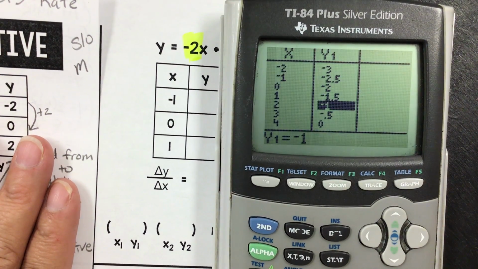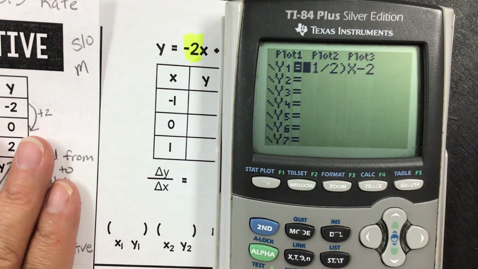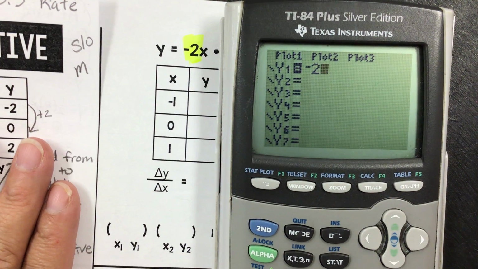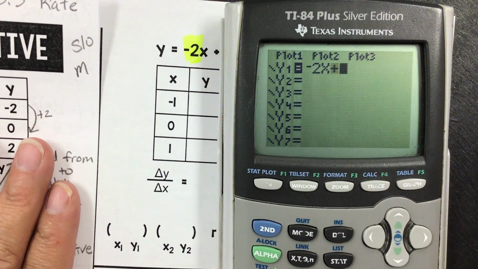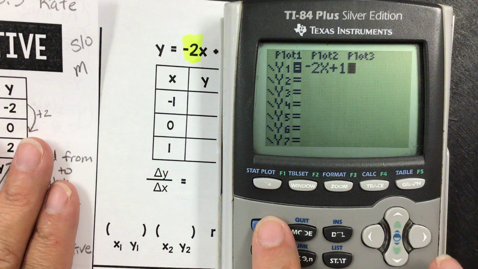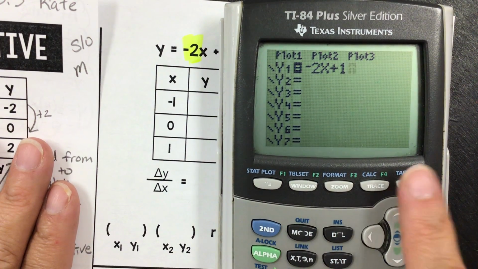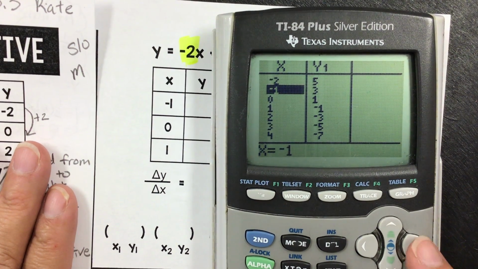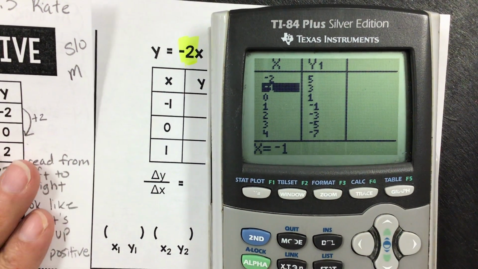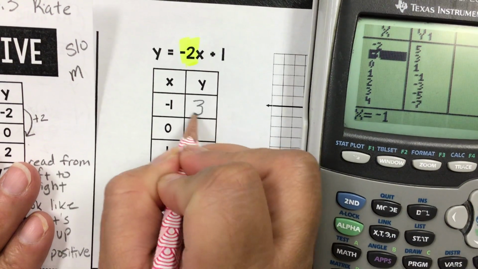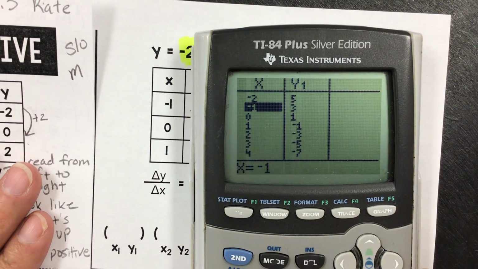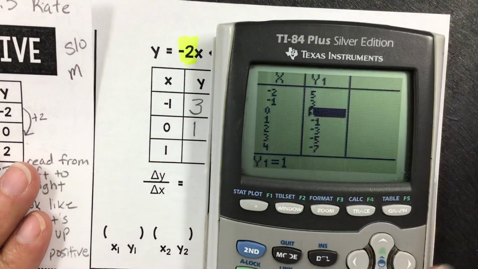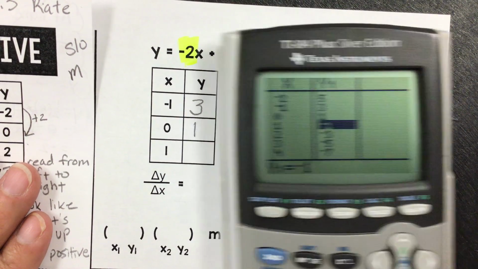Those of us that have a calculator, we can go to y equals. This says negative 2. Let me clear this first. Negative 2x plus 1. Hit second, and then graph is up here. We go to the table, and it wants us to get the value at negative 1, which is 3. At 0, which is 1. And at positive 1, which is negative 1.